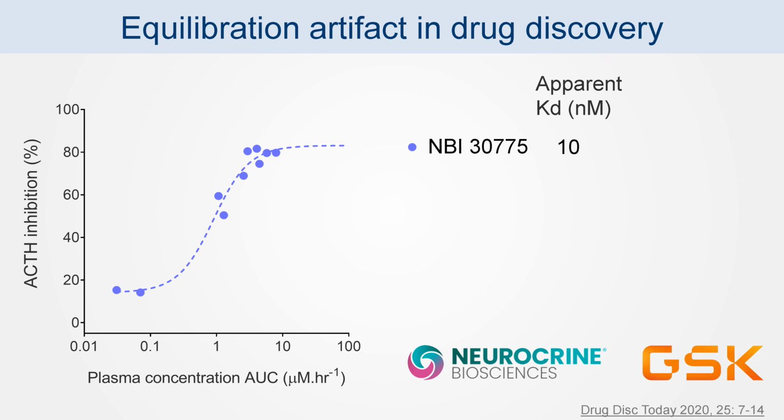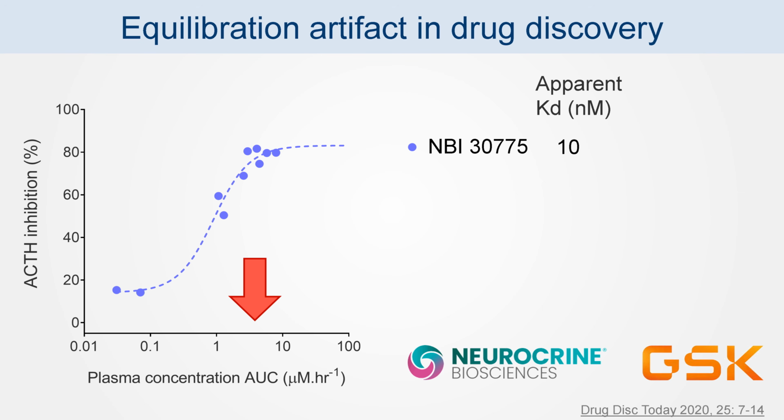Here is the in vivo data in rats for this compound. On the y-axis we have inhibition of release of the hormone ACTH, and on the x-axis we have the plasma concentration of the antagonist compound. We can see here nice strong efficacy of the compound in vivo.